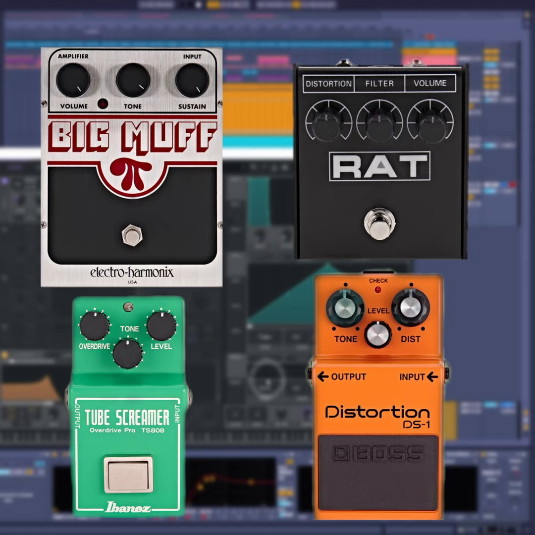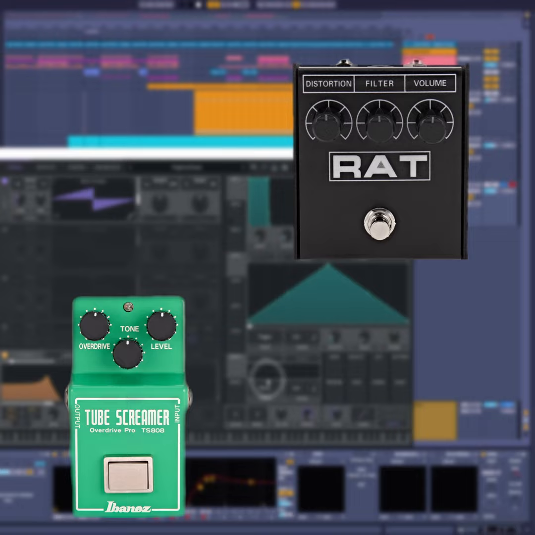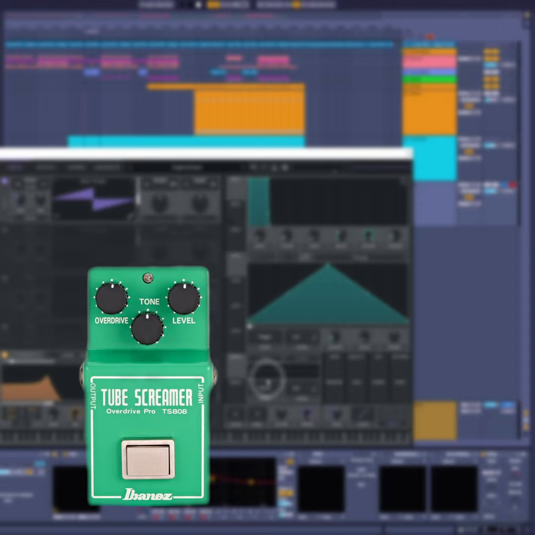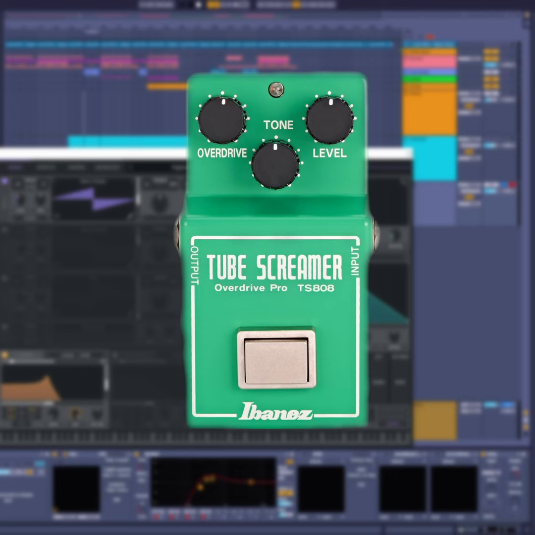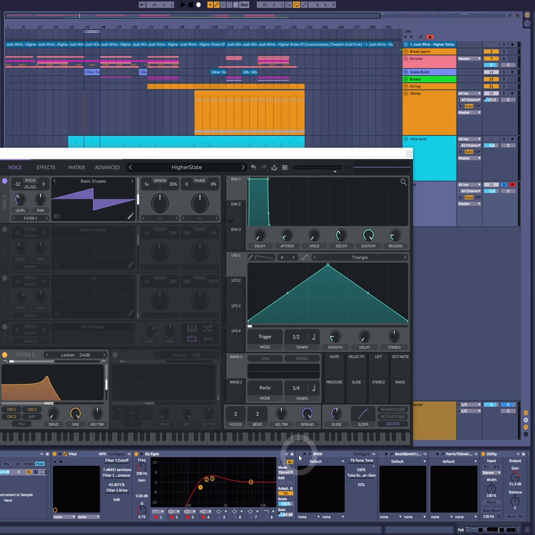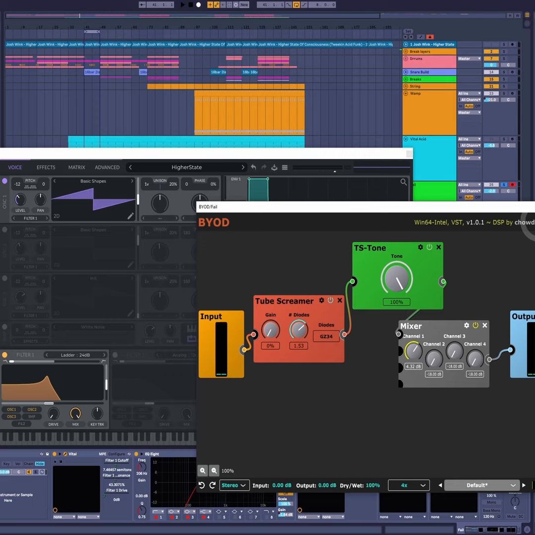My initial suspicion was the Proco Rat or the Ibanez Tube Screamer, model number ironically 808. And it turned out after a few experiments, the Tube Screamer is definitely the closer of the two. And luckily, there is a piece of freeware called Build Your Own Distortion by Chow DSP, which has the Tube Screamer built in. I've got the distortion module here into the tone module. I've just compensated the volume there a little bit with the mixer. And we get a little bit closer. Listen to what happens when I crank the gain.